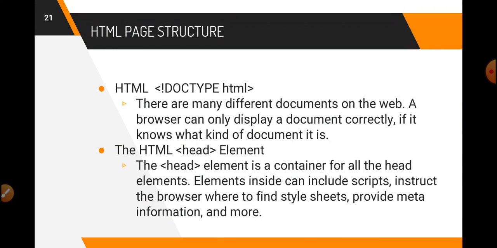So the HTML doctype tag entails that there are many different documents on the web. A web browser can only display a document correctly if it knows what kind of document it is. So that means this tag informs what kind of document is being displayed.